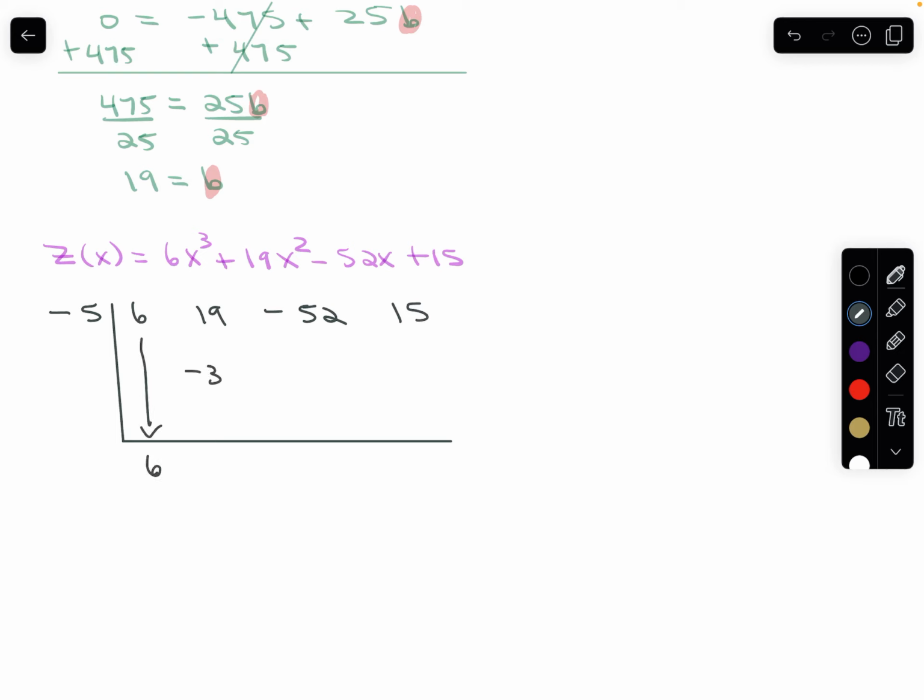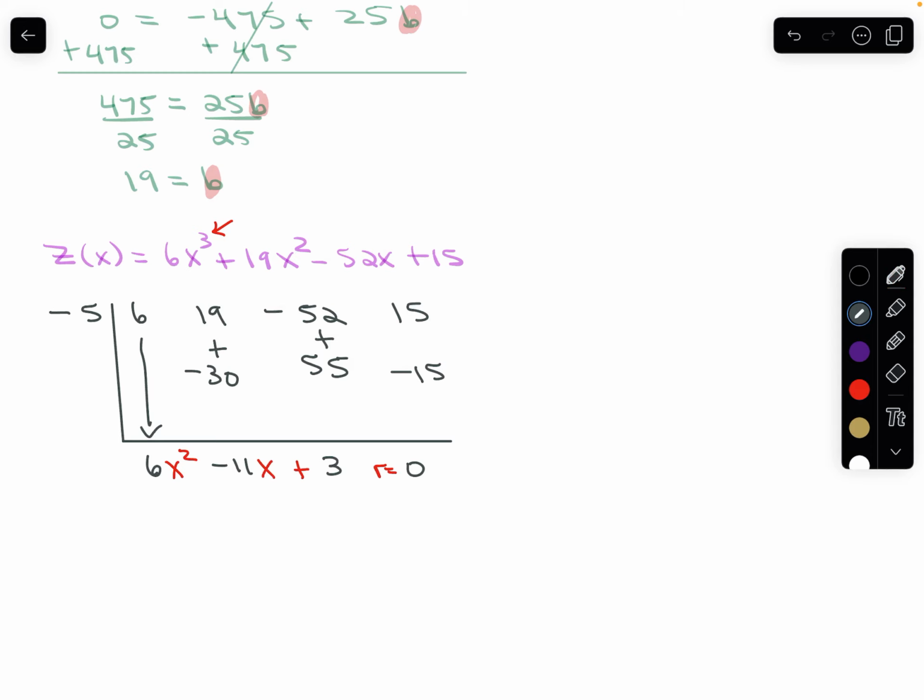So I'm going to bring down the 6. 6 times -5 is -30. And if I add up and down, I get -11. -11 times -5 is 55. Add up and down, I get 3. And 3 times -5 is -15. I add up and down, get 0. If this were a 3rd degree polynomial, that means I would have a 2nd degree polynomial here. So I have 6x squared minus 11x plus 3, and my remainder is 0.